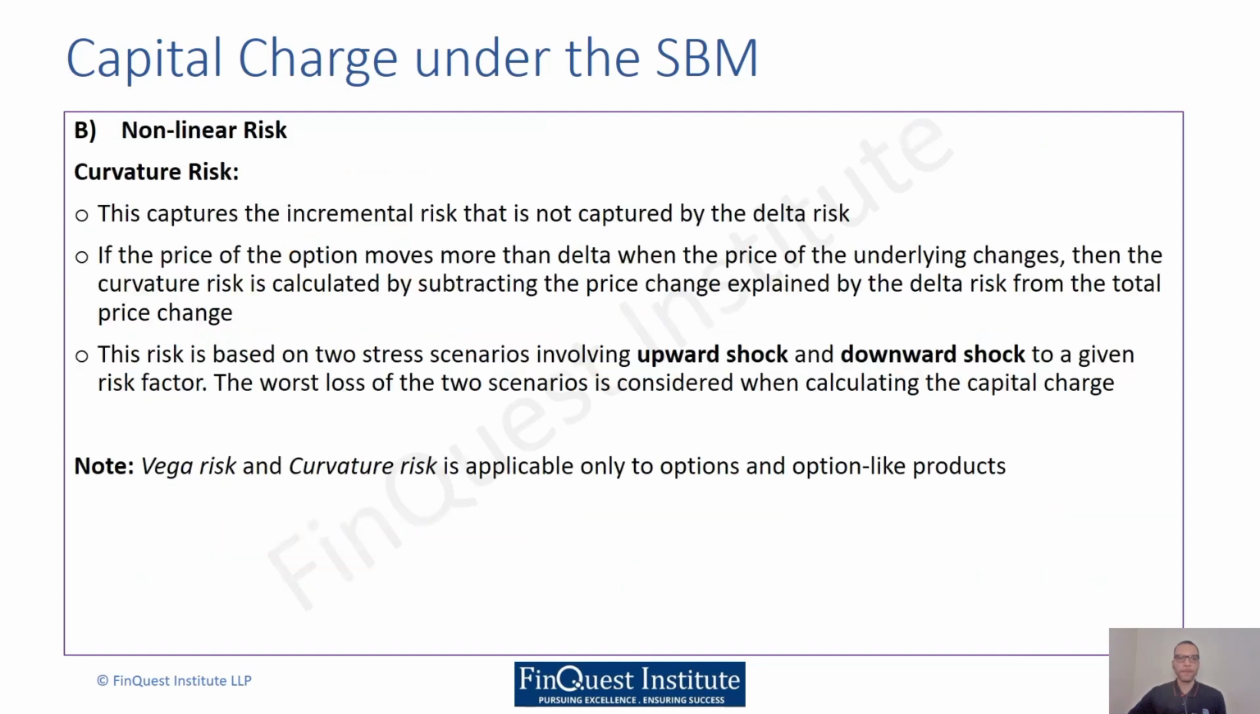So delta and the vega risk are bucketed under the idea of linear risk. We have a non-linear risk as well, whereby we study the idea of curvature risk. Now, this is going to capture the incremental risk which is not captured by delta. So, for example, let's say I look at the change in the price of an option, something like this. So, take an example of a call option, just for example's sake.